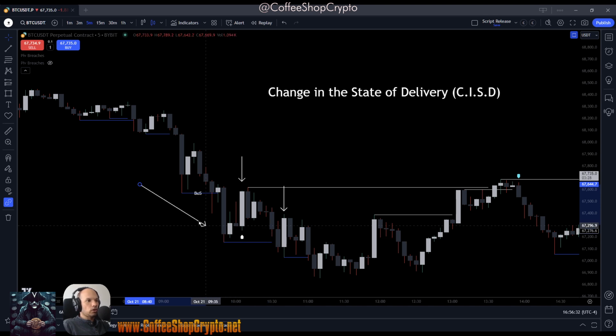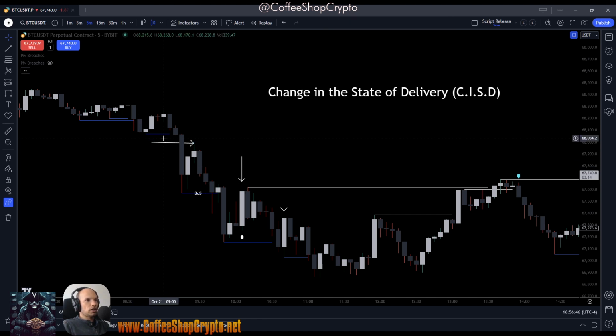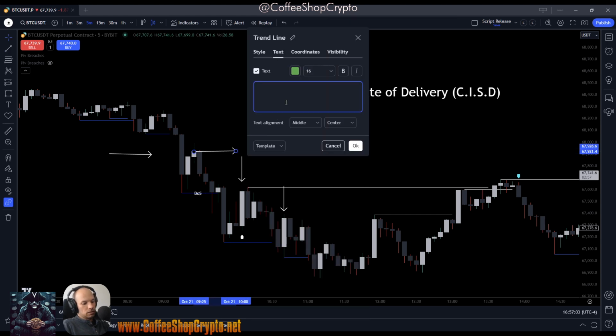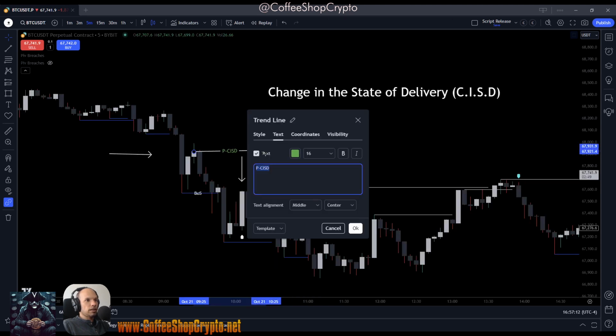So what you want to do is look between these two lows at the high that was created, okay? And this is a potential state of delivery. It's a potential change in the state of delivery. So I'm going to draw this out here. And it's going to be the close of this candle. Anytime you have a swing high between two lower lows, just watch me on this one. This is going to be a CISD, potential change in the state of delivery. And you'll need to know about this level in the future, okay?